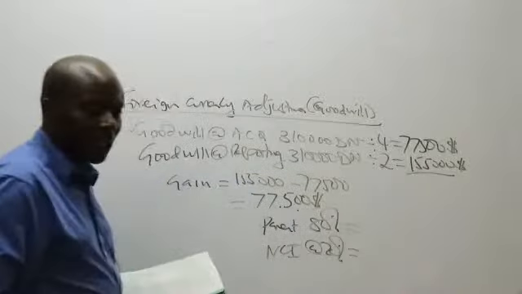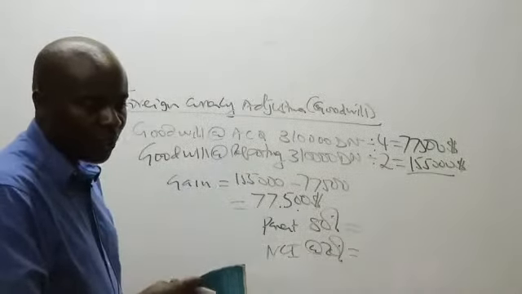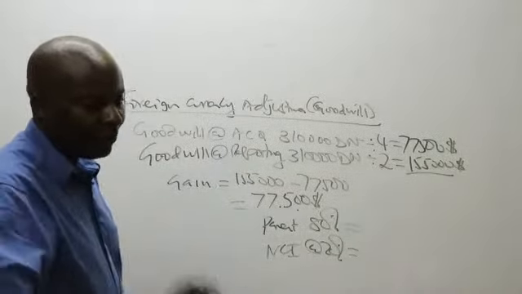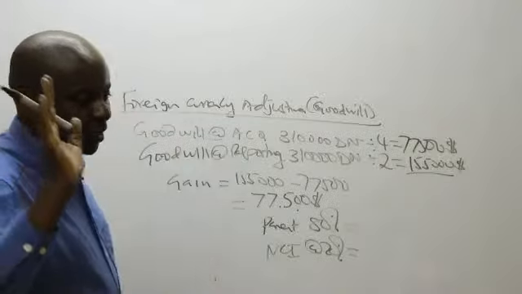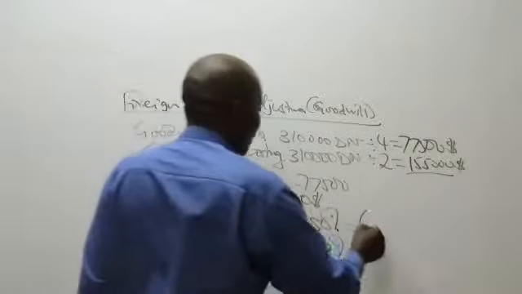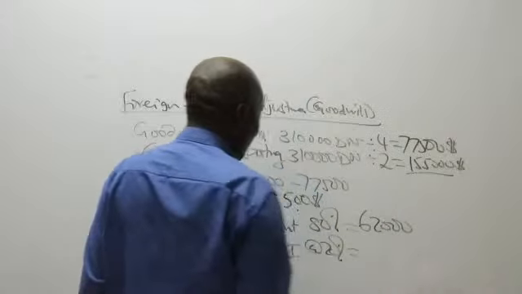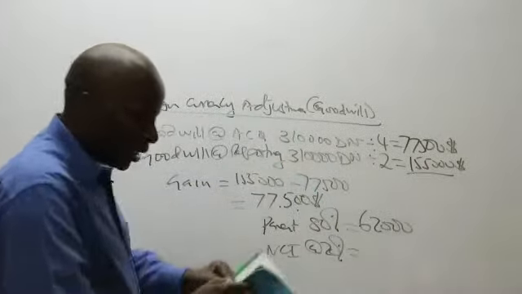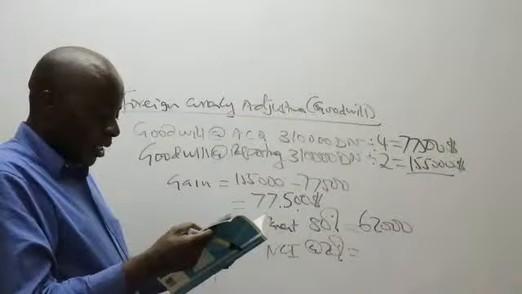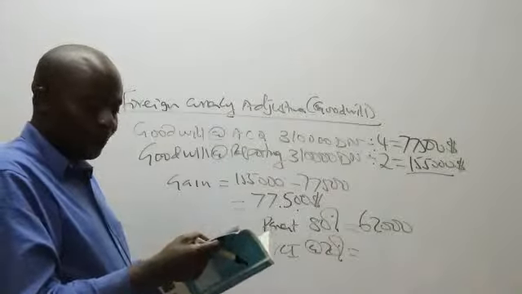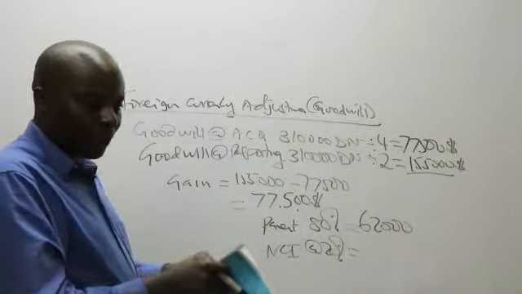Please give me these figures. I'm finishing. Trust you me. Numero tells me it is 62,000. How about NCI? 15,500.